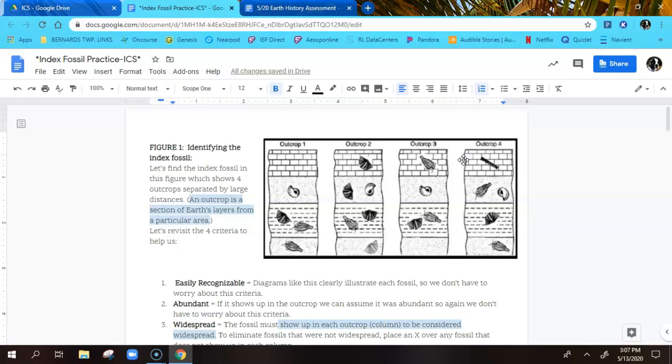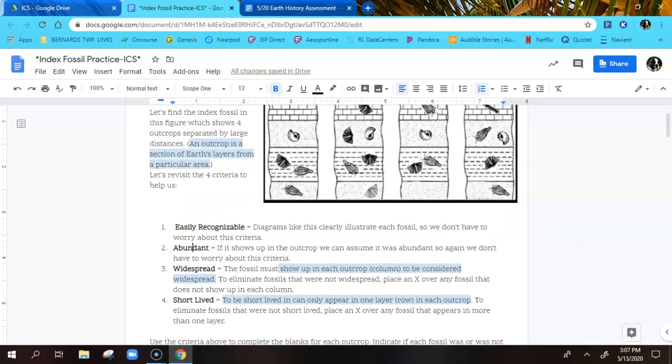So to eliminate fossils that were not short-lived, you're going to place an X over any fossil that appears in more than one layer. So if you look, for example, at outcrop 2, there is one fossil that obviously shows up in more than one layer. It's in the first layer, it's in the second layer, and it's in the third layer. So you could eliminate that as an index fossil.